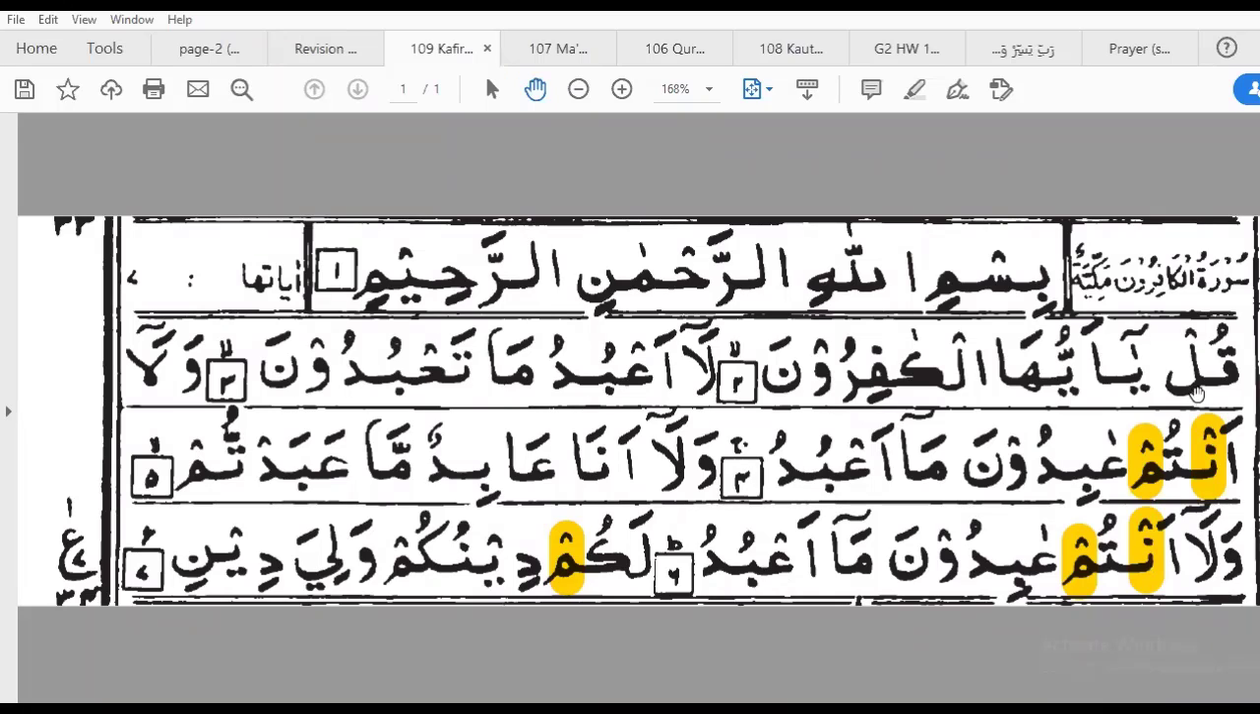Now, the next rule I'd like to draw your attention to can be found in this last verse over here, and I've highlighted it over here. So if we could please have a student on the mic. Assalamu alaikum. Assalamu alaikum.